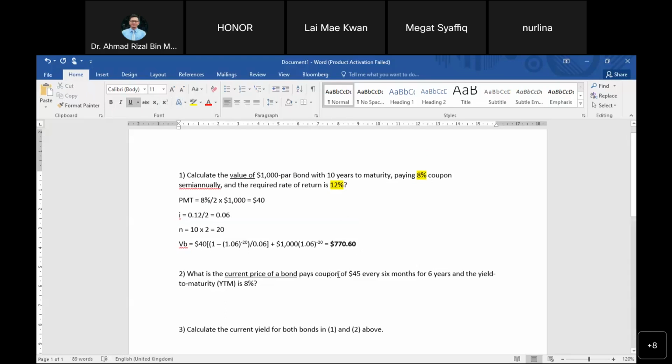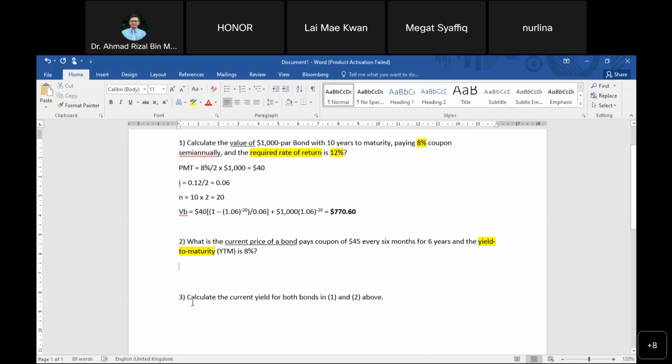So in this case, coupon of $45 every 6 months for 6 years. And the yield to maturity is 8%. Notice that the wording here, they use required rate of return. The wording here, they use yield to maturity. Don't be confused, it's the same thing. It's the interest that you plug in as I here in your formula. So don't be confused or bombarded with the different terms used. You should know that it's the same thing. In this case, what's the answer?